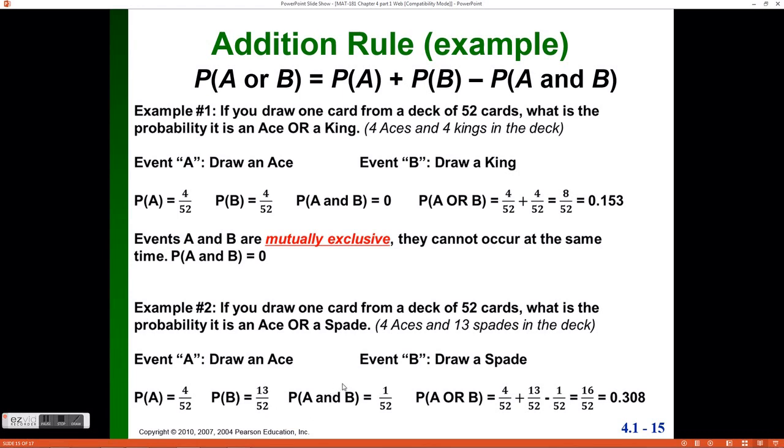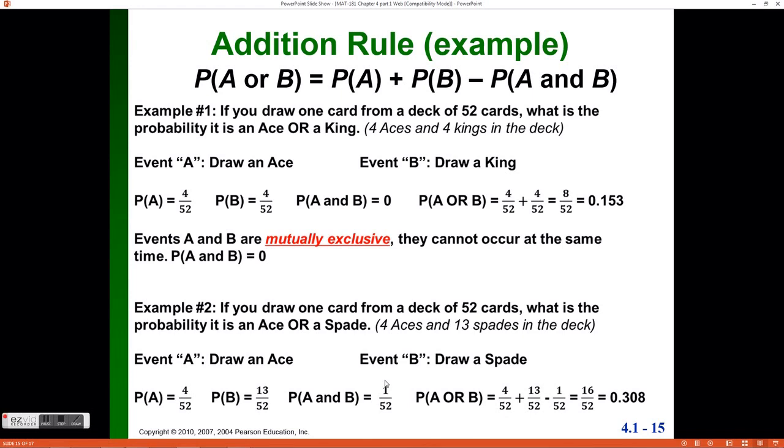But in this example, our two events are not mutually exclusive. They can actually occur together. If you went into the deck of cards and you pulled out the ace of spades, then you would be satisfying both event A and event B at the same time. So there is an overlap on these two probabilities. If I were to just add up all the cards that were aces and all the cards that were spades, you might think, well, there's 4 aces and 13 spades, so there should be 17 cards. But actually, if you calculate it that way, you're double counting the ace of spades. You counted it as one of the aces, and you counted it as one of the spades.